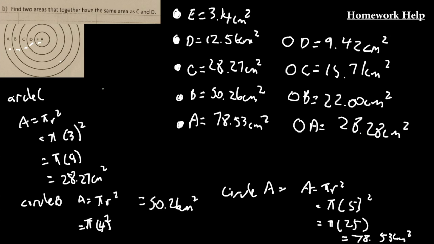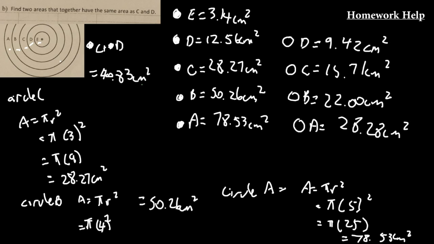Find the two areas that have the same area as C and D. If this is talking about circles, then I guess circle C plus circle D: 12.56 plus 28.27 is going to be 40.83 centimeters squared. So you can find two things and add them together to get 40.83.